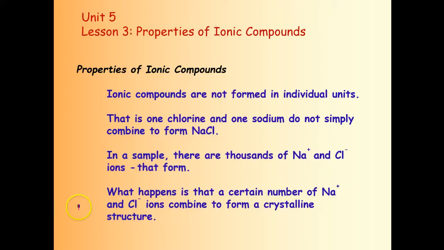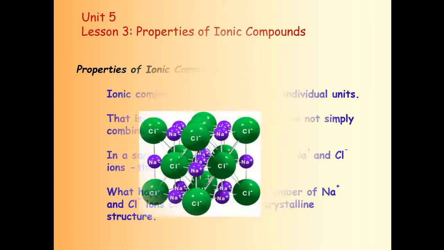Now, ionic compounds are not formed in individual units. That is, you don't have just one molecule like you would have one molecule of water. So sodium, for instance, doesn't combine with just one chlorine to form one molecule of sodium chloride. Instead, there are thousands of sodium ions and chlorine ions that form. And so what happens is that a certain number of sodium and chlorine ions are going to combine to form a crystalline structure. That crystalline structure is called a crystal lattice.